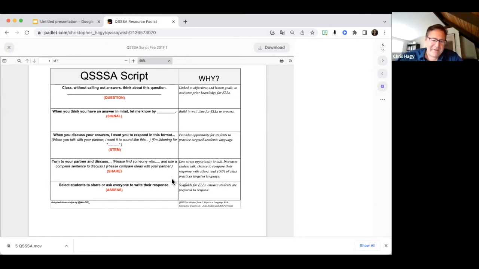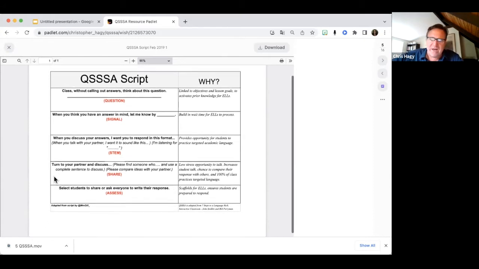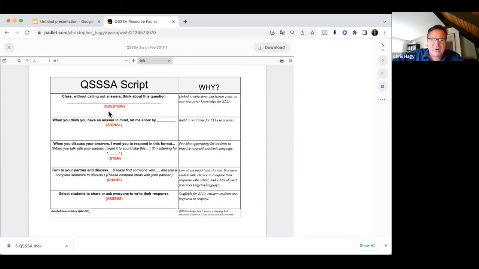Yeah, I mean, we all have anxiety, and most of all are our students, when you're asking them to do something where they question their own ability. And I think that's the power of QSSSA. And so for the teachers, there's a very structured script. This is what you do on one side, almost a T-chart, and this is why you do it on the other. So the question, this is how you ask the question. Class, without calling out answers, think about this question.